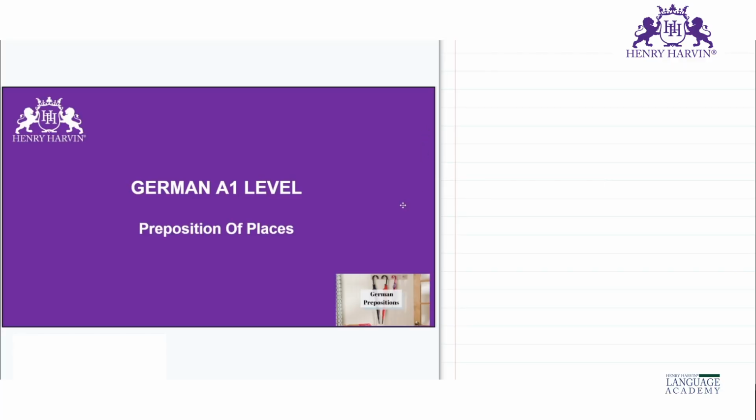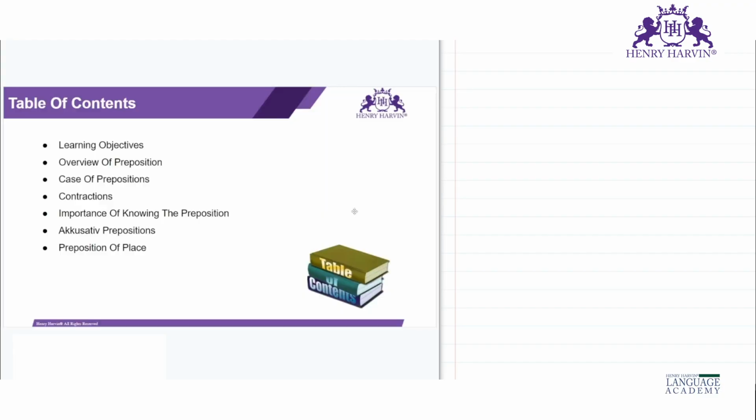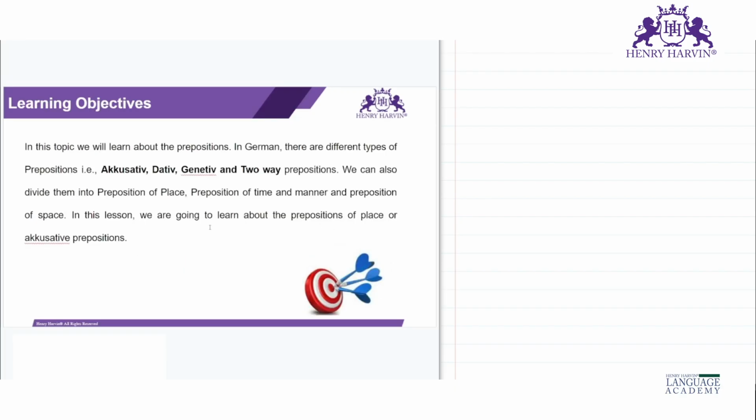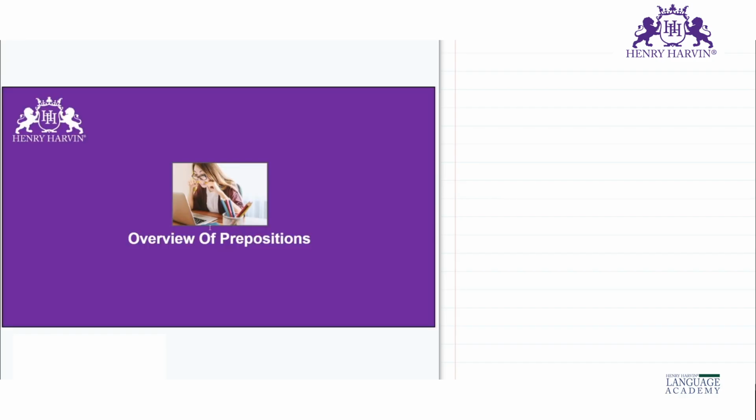In this session, we are going to talk about the prepositions of places. In this, you will learn about the different types of prepositions, their contractions, and some of the prepositions related to the second case, which is accusative. In total, we have 4 or 5 types of prepositions: accusative, dative, genitive, and the two-way prepositions. Two-way prepositions mean in, on, auf, like in, and, under, these types of prepositions.